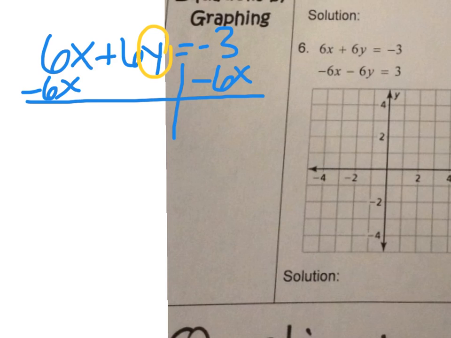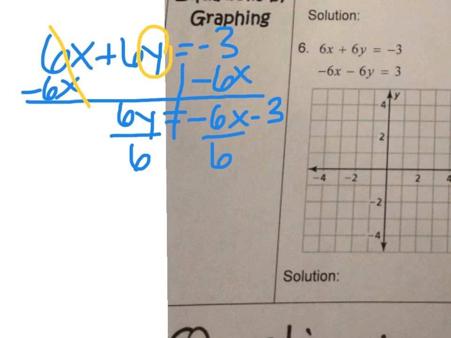Our 6x minus 6x is going to cancel out. Bring down our 6y, bring down our equal sign. We cannot combine a negative 3 and a negative 6x, so we list them out. Alright, now we need to get rid of that 6 that's with the y. So they're being multiplied, so we divide every term by 6.